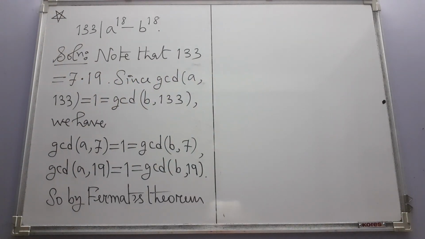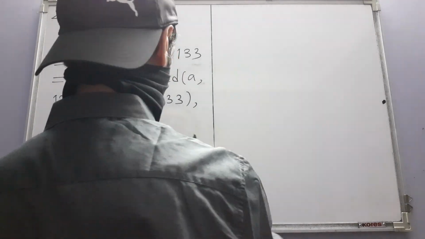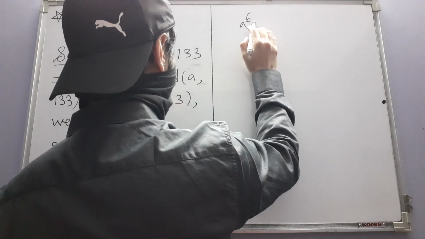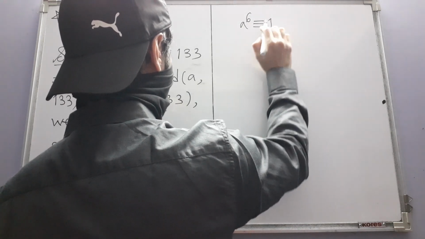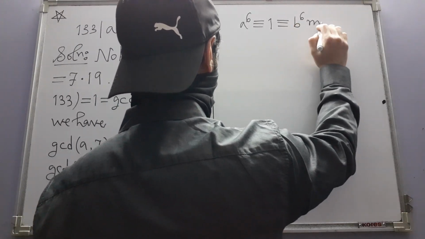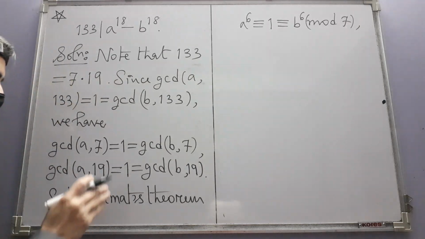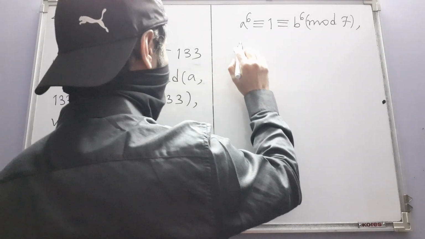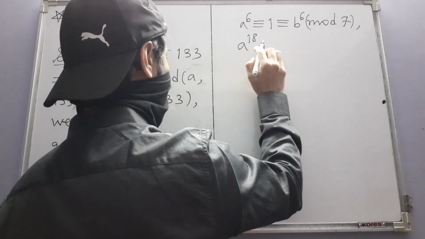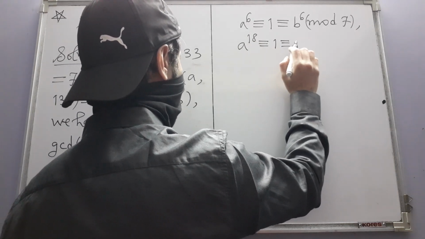So let me combine all the congruences and write like this. For the prime 7, we are getting A to the power 6 is congruent to 1 modulo 7, but that is also congruent to B to the power 6. And for the prime 19, we get the most favorable numbers, because here we are getting the 18th power just from Fermat's theorem.